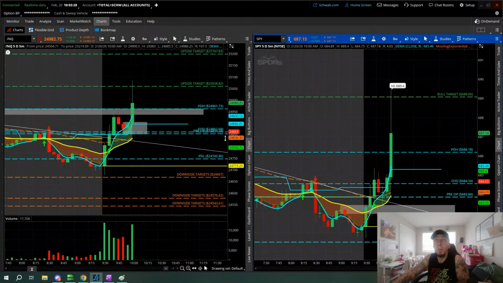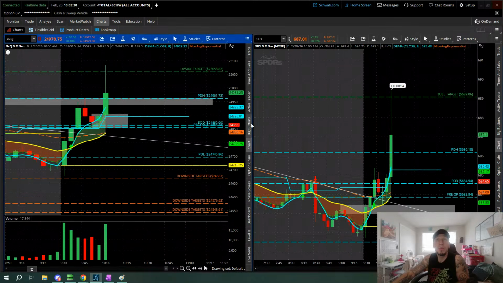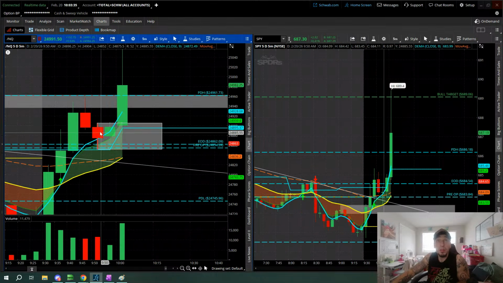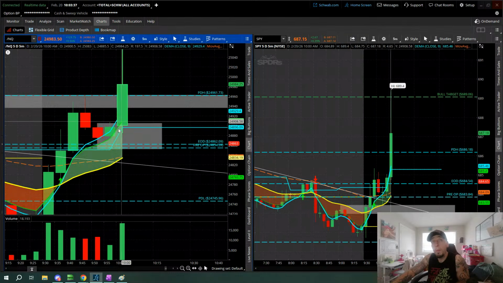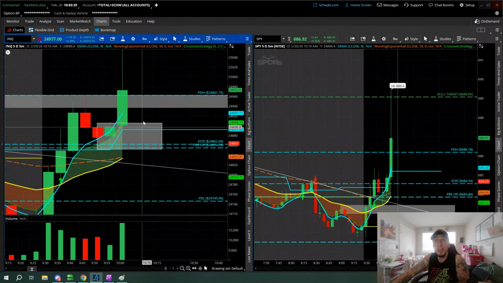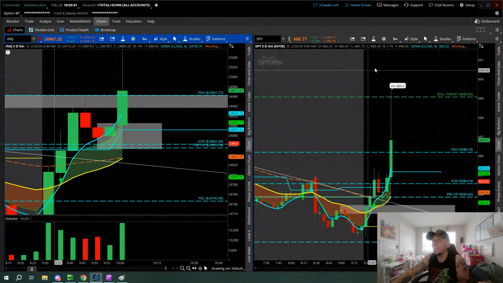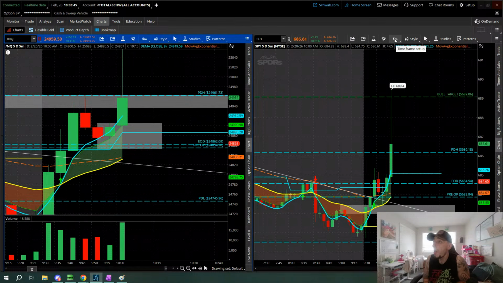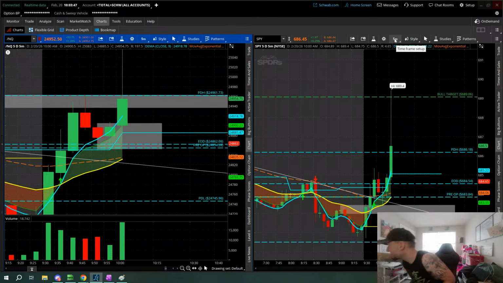Nice. Okay, so NQ, what do we have? Red bar ignored right here. So that's an AOV we want to watch. Such a good play. Come on, key.